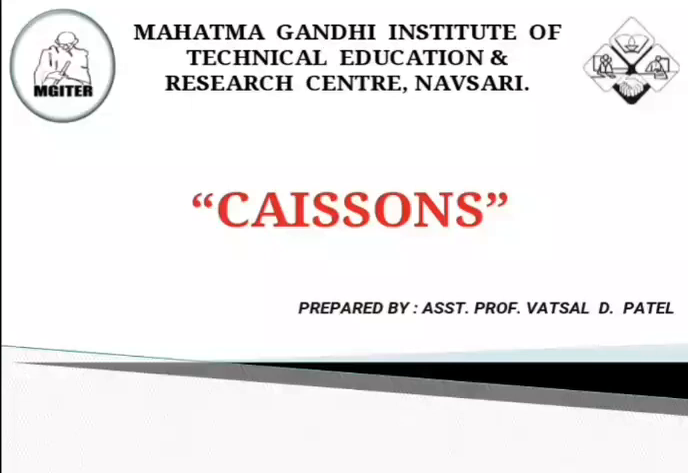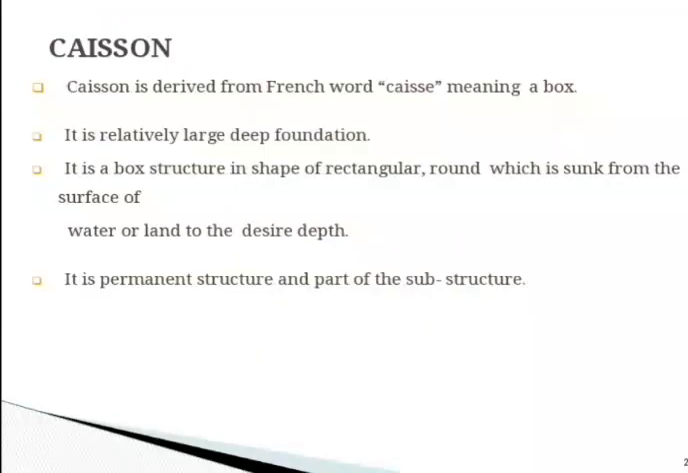Research Center, Navsari. Today we are going to discuss caissons. First, caisson is derived from the French word caisse, meaning a box, and it is a relatively large deep foundation. It is a box-type structure, rectangular or round in shape, which is sunk from the surface of water or land to a desired depth. It is a permanent structure and a part of the substructure.